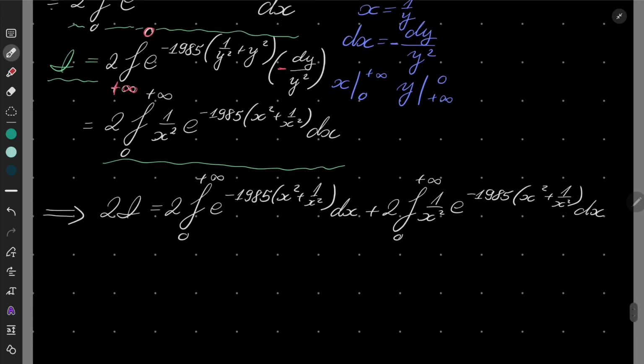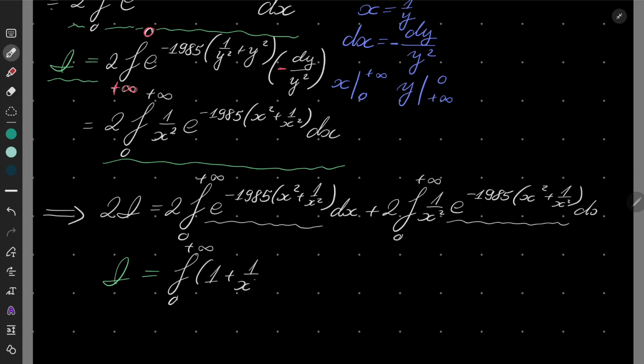And now we can divide both sides by 2, and we can combine these two integrals in one integral. So we know, maybe let's write it in green, our integral equals the following. Integral from 0 to infinity. And now let's look. This part, e to this power, is the same as this part. So we have 1 plus 1 over x squared, e to the power minus 1985 x squared plus 1 over x squared, dx.